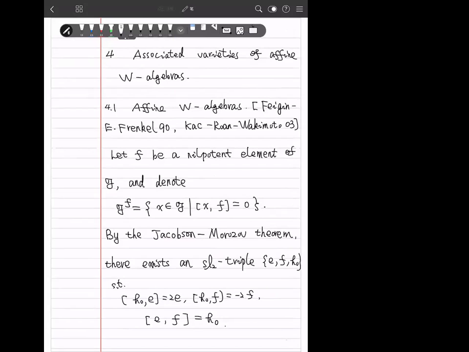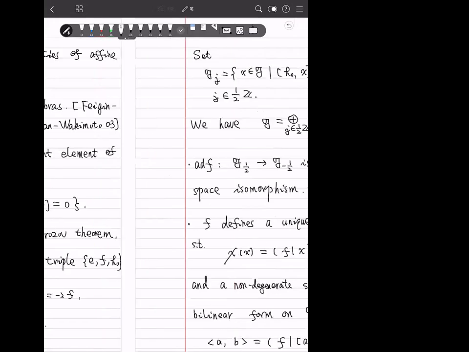Okay, now I change to the varieties of the simple affine W-algebras. With our result, we can get similar results about affine W-algebras. So first, let me briefly introduce what a W-algebra is. Now let f be a nilpotent element of g, and we denote by g^f the centralizer of f in g. By the Jacobson-Morozov theorem, there is this SL2 triple, right? Then we have this presented by this relation.